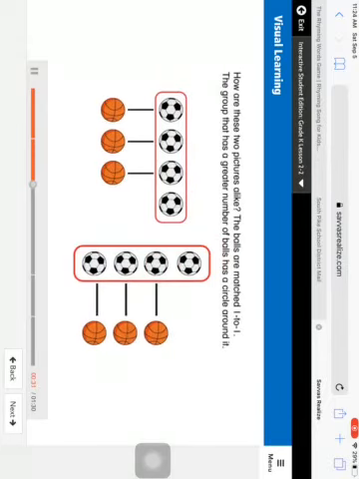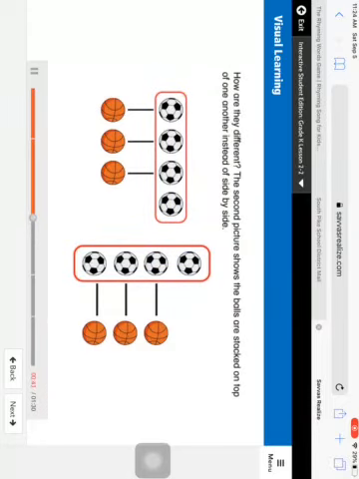How are these 2 pictures alike? The balls are matched 1 to 1. The group that has a greater number of balls has a circle around it. How are they different? The second picture shows the balls are stacked on top of one another instead of side by side.